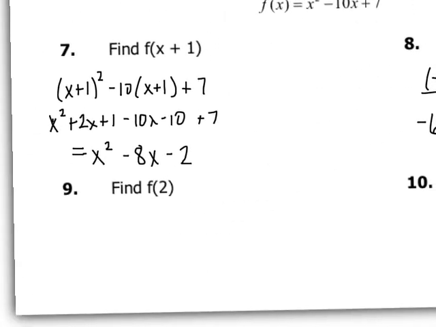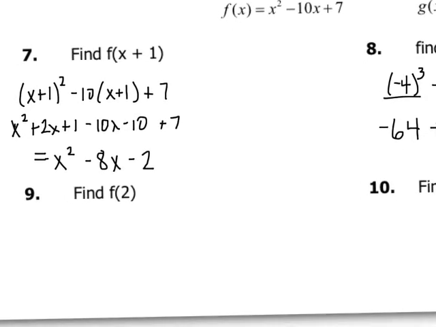F of 2. So 2 squared minus 10 times 2 plus 7 is 4 minus 20 plus 7. 4 minus 20 is -16, plus 7. -16 plus 7 is -9.